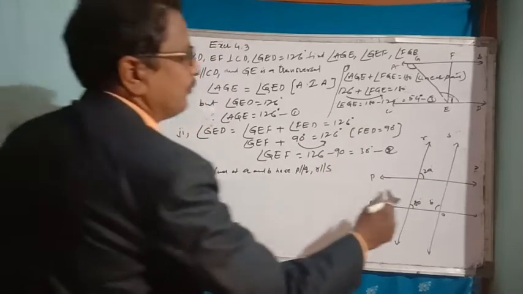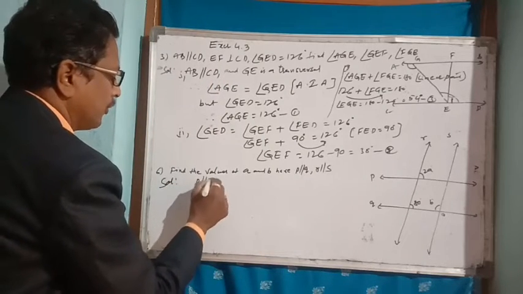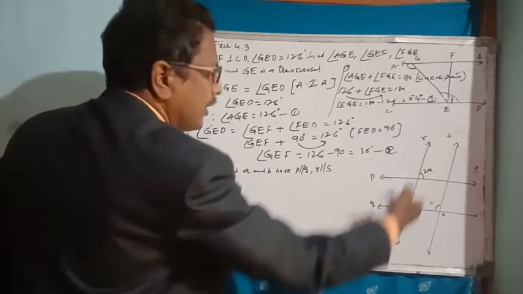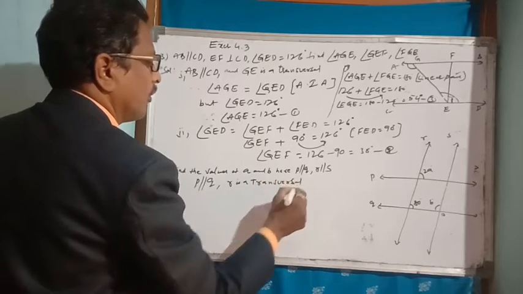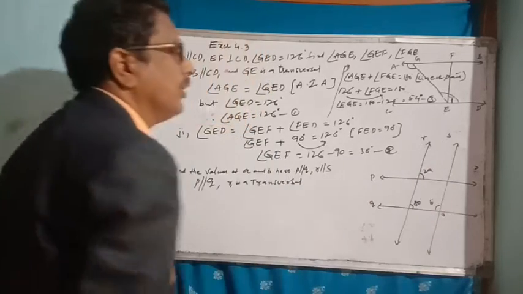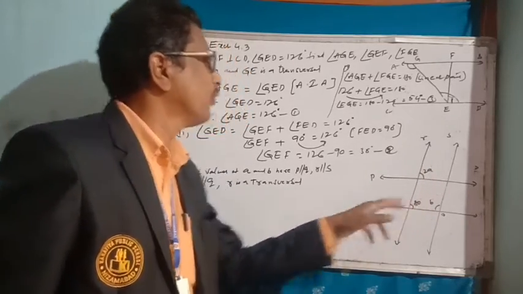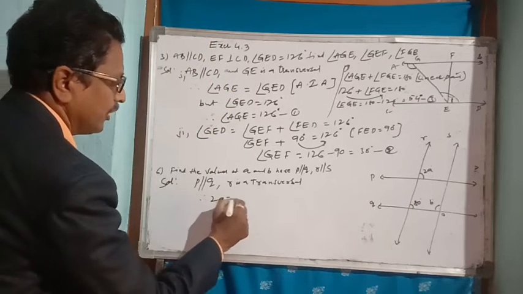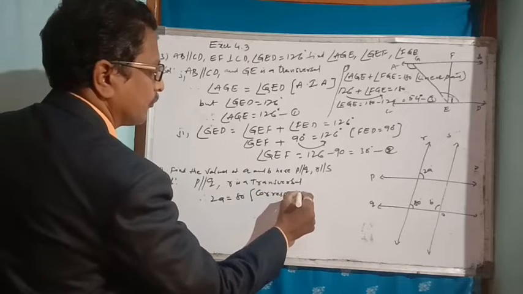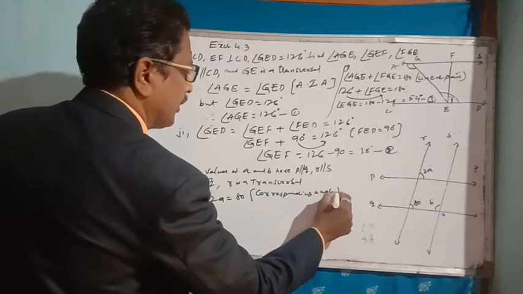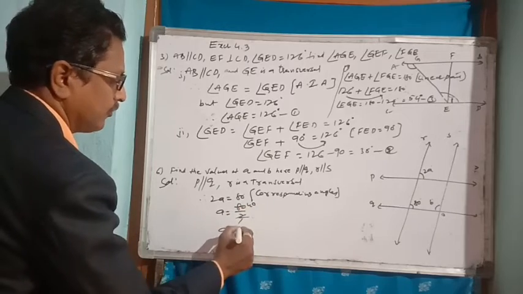So here these two lines are parallel. Here P is parallel to Q, and R is a transversal. Then these two angles are called corresponding angles. Those two angles are also equal. So 2a is equal to 80. Why? Those two are corresponding angles. Then a is equal to 80 by 2, which is 40. a equals 40 degrees.